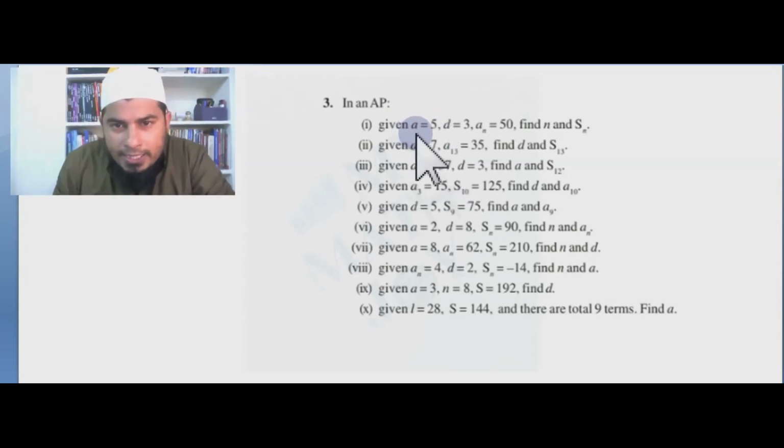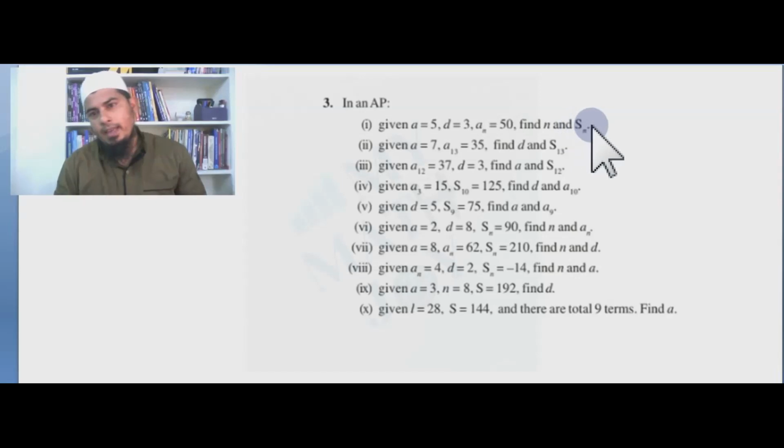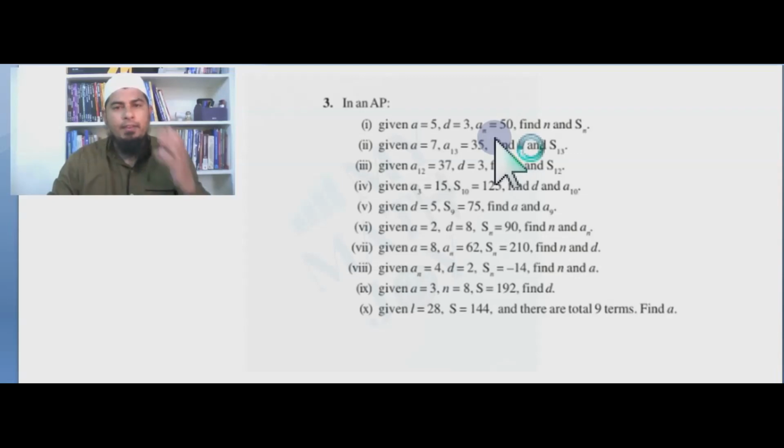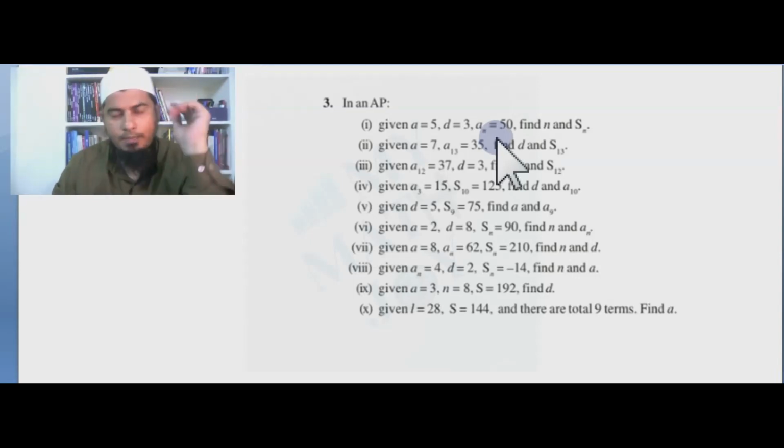You see, given A is 5, D is 3, An is 50, and we need to find the N value and the Sn value. When An is given, we can find the N value with the help of the An formula. That is An is equal to A plus (N minus 1) D. So we are having two formulas only. One formula for An, one formula for Sn. Firstly, check the An formula, whether we can get some information from that. Okay, then go for the Sn formula. That's all. Two formulas, total complete chapter over.